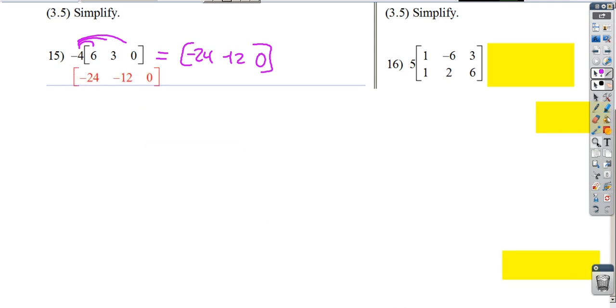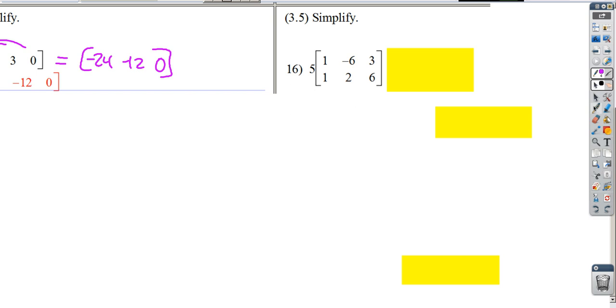Okay, and then the last one is done the same way. It's still scalar multiplication. So 5 times 1 is 5. 5 times negative 6 is negative 30. 5 times 3 is 15. 5 times 1 is 5. 5 times 2 is 10. 5 times 6 is 30. And so there's our bottom matrix. So that's called scalar multiplication.